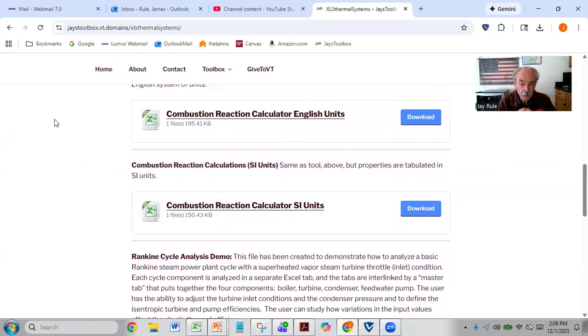Depending on whether your problem is in English or SI units, you'll download one or the other of these Excel files. You possess that Excel file. There's no passwords or anything. You save it to your computer and use it as if it's your own. You don't want to turn in my work and represent it as your own, but you could use it as a tool to supplement and check on your own work as you go along. Let's go back to PowerPoint.